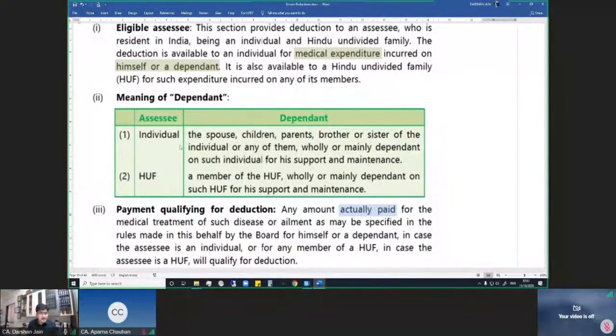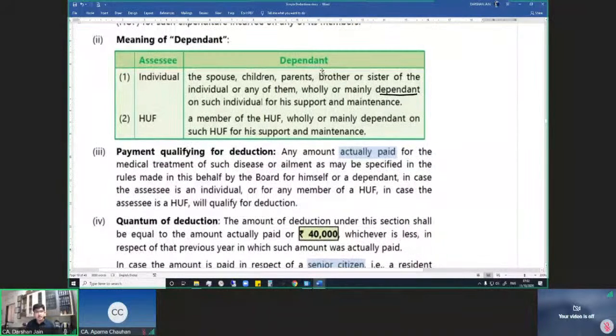Now, who's a dependent? In case of an individual, dependent is spouse, children, parent, brother or sister, wholly or mainly dependent on such individual. Understand, it is only the dependent relative who is covered here and not an independent one, because if an individual is independent, he can claim this expenditure in his own return of income. So we are talking of a dependent relative comprising of spouse, children, parent, brother or sister. In case of HUF, it is the member who is dependent on the family.